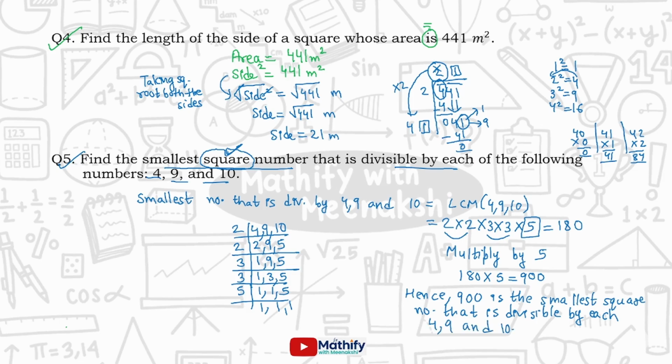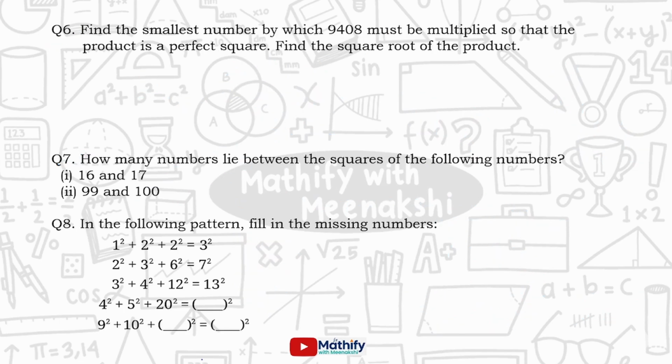Now let's move to question number 6. Find the smallest number by which 9408 must be multiplied so that the product is a perfect square. Find the square root of the product.